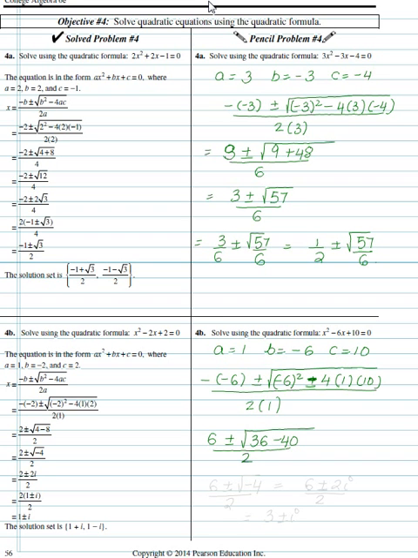So that is going to be 6 plus or minus the square root of negative 4 over 2. That is 6 plus or minus the square root of negative 4, which is what? 2i over 2. When I simplify this, I get 3 plus or minus i.